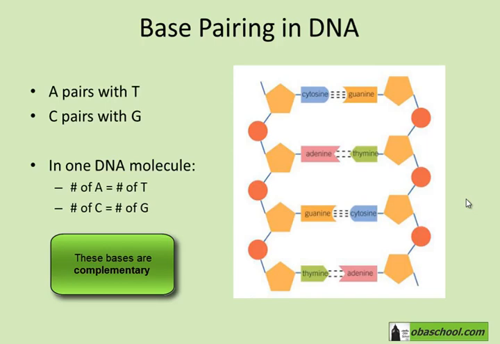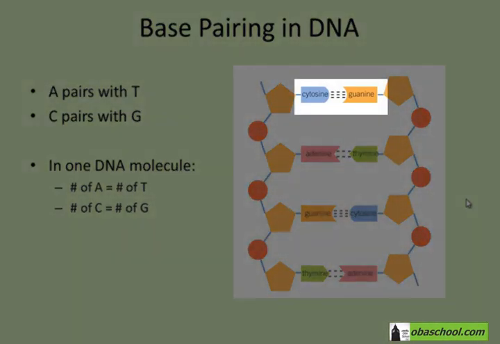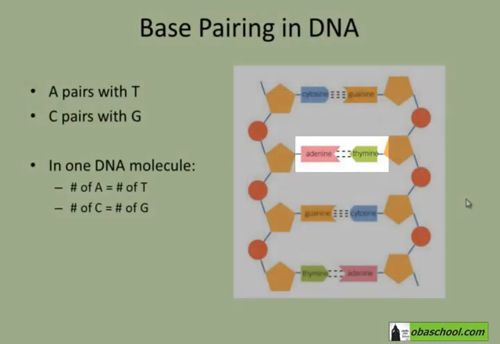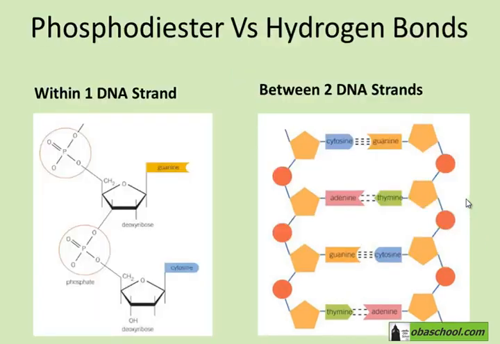And why is this so specific? It's simply because of the geometry of these nitrogenous bases. If you look closely, look at cytosine and guanine, for example, they can form 3 hydrogen bonds. If you look at adenine and thymine, they form 2 hydrogen bonds. So it's the structure of these bases that allows them to base pair in the following ways.